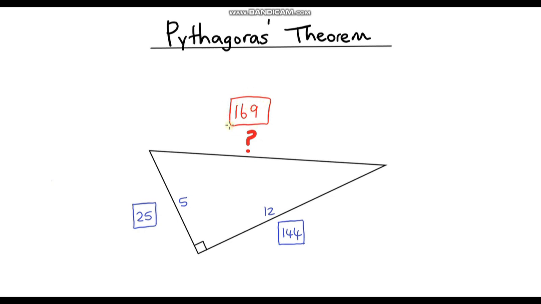To calculate the hypotenuse, I just need to take the square root of this number. You can use a calculator for this, but I know my squares and square roots up to a certain number anyway. So I know that the square root of 169 is 13. So the answer for the hypotenuse is 13.